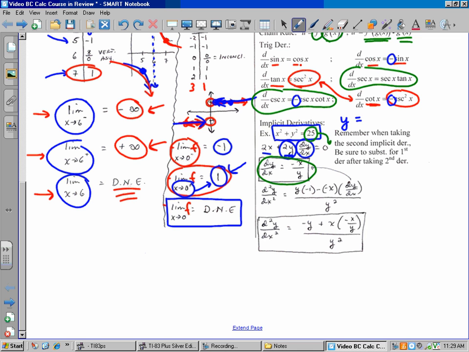If you wanted the second derivative now, you would take the derivative of the first derivative using the quotient rule, low d high minus high d low all over low low. And you want to write the second derivative in terms of x's and y's. So you just want to go back up and get negative x over y and represent that in place of dy over dx.